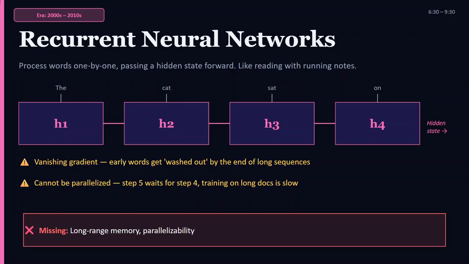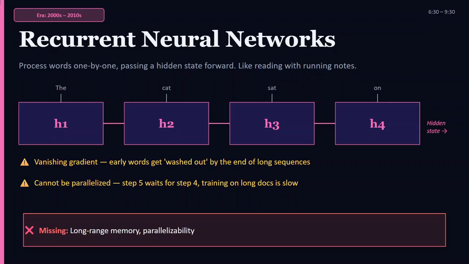But here's where they break. Try to remember what happened at the beginning of a very long sentence. By the time you reach the end, the hidden state is being overwritten at every internal step. Early information gets washed out. This is the famous vanishing gradient problem. When you train the network using backpropagation through time, the signal of this early word that was important gets mathematically squeezed to near zero by the time it propagates back. The model literally forgets this.